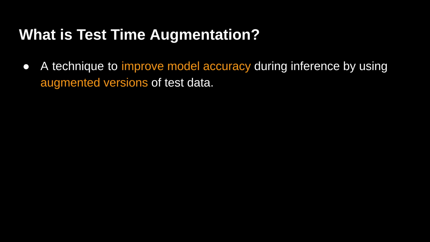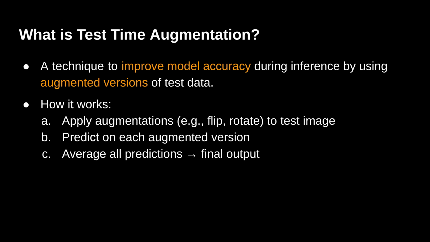So first of all, let's understand what test time augmentation is. It is a technique to improve a model's performance during inference by using augmented versions of test data. How does it work? We apply different augmentation techniques, such as flipping and rotation, to the test image. Then we predict on each of these augmented versions of the test image, and at last we average all those predictions to get the final output.